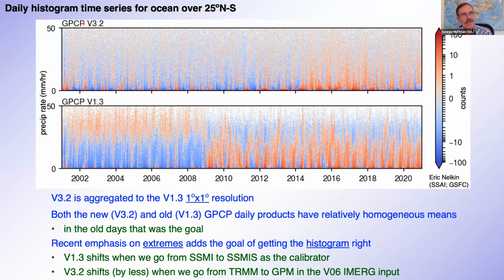Now in version 3.2, the differences are smaller. You still see a difference here in 2014, which is when the calibrator changed. The daily 3.2 is based on IMERG scaled to the monthly GPCP. And so this change in histograms reflects the change in histograms in IMERG, a change of calibrator from TRMM before that point to GPM after that point. It's not as bad, but it's not zero. We still have work to do.